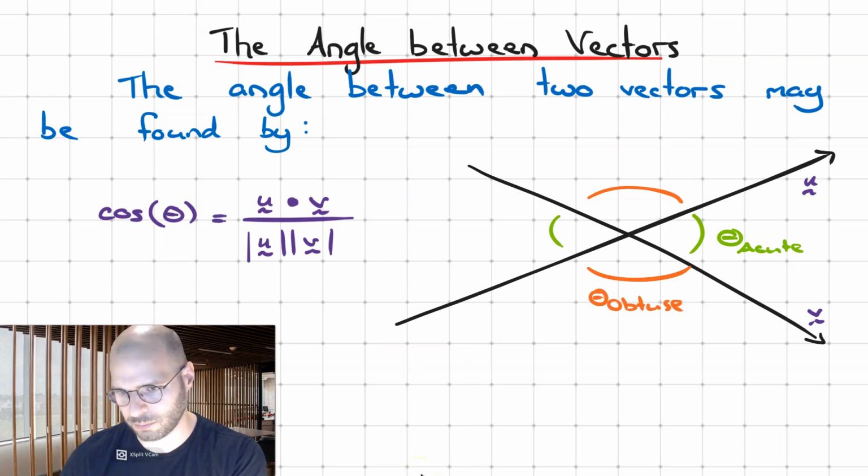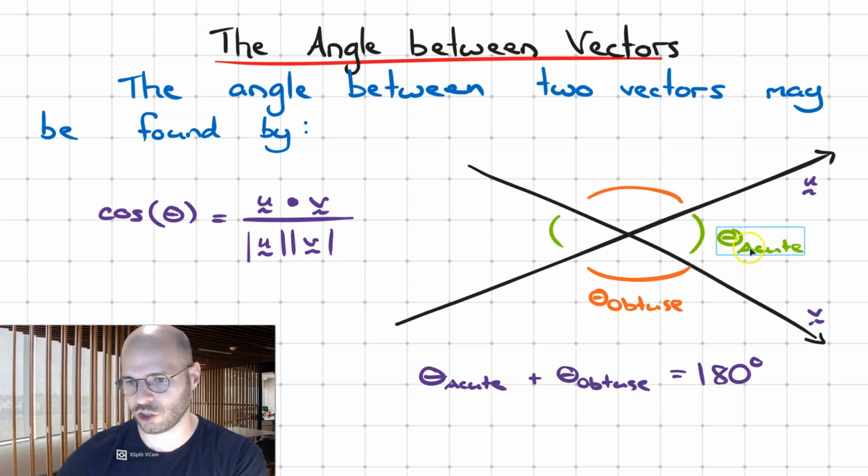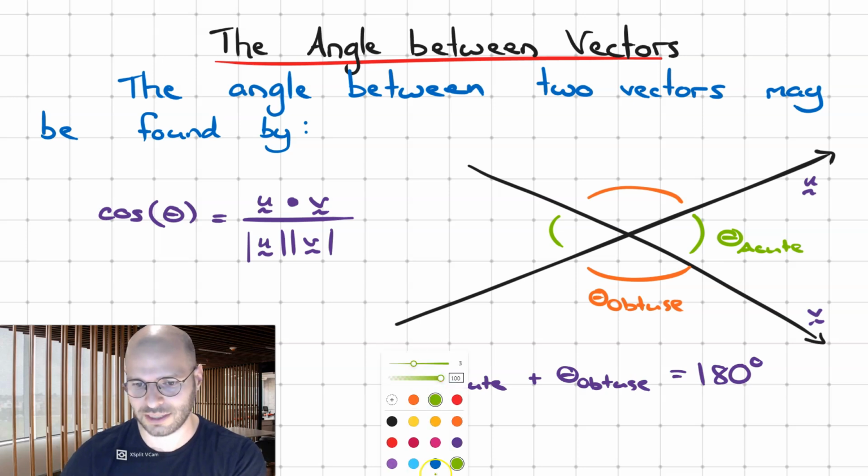Observing the relationship here, we see that the sum of the acute and the obtuse angles will be 180 degrees, or in other words, it's a supplementary relationship. Now when we're applying this formula here, we're always going to get the angle that is formed between the tails of the two vectors. However, suppose we want to force it to be the acute angle.